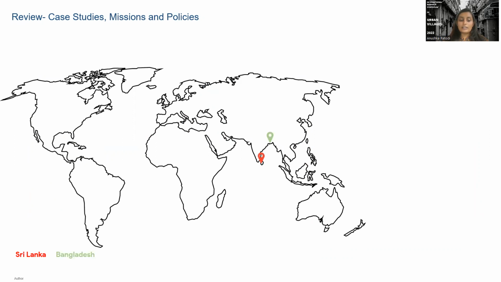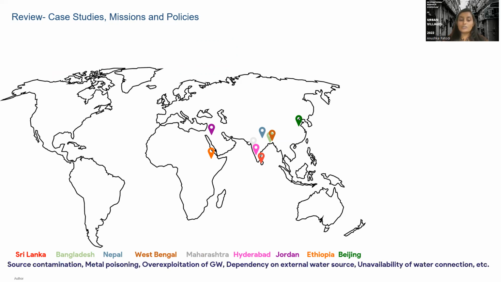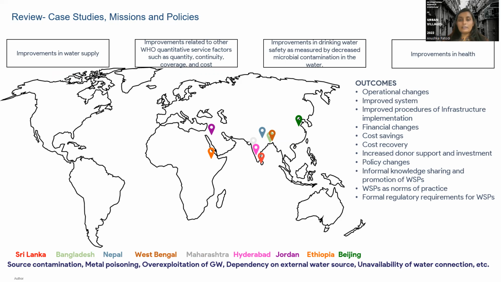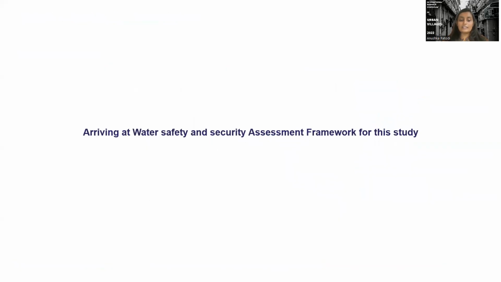Cases like Sri Lanka, Bangladesh, Nepal, West Bengal, Maharashtra, Hyderabad, Jordan, Ethiopia and Beijing were reviewed. These cases were taken up from the global south and had similar context to that of India, where issues like source contamination, metal poisoning, overexploitation of groundwater, etc. were observed, with outcomes like operational changes, improved systems, financial changes, etc. And impacts like improvement in water supply system, improvement in quality of water, and overall improvements in health were observed, which finally helped us in arriving at the water safety and security assessment framework for this study.